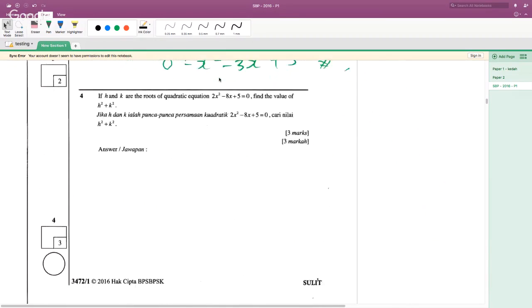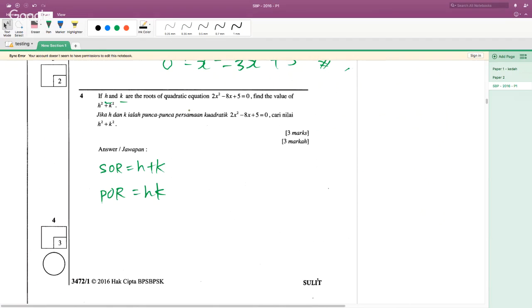So if h and k are the roots of the quadratic equation, find the value of h squared plus k squared. Right, so we have roots. Let's say the sum of roots is h plus k, and the product of roots is h multiplied by k, because h and k are the roots.